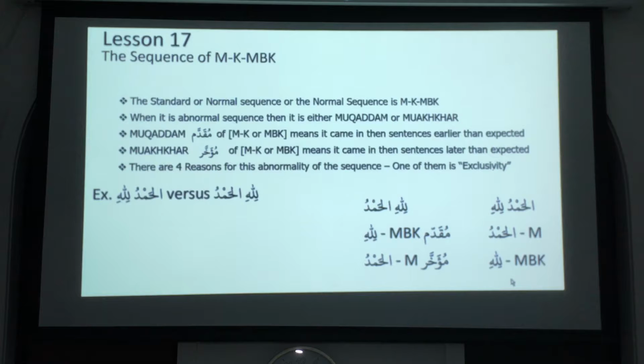On the other hand, look at the other thing. Lillahil hamd. The Lillahi part, which is MBK, comes first. And Alhamdu comes second. So this is a 3-1 combination. The imam's car is at the back. The volunteer went in the front. Okay? So it's a difference here. Now, what is the meaning change? It changes the meaning with exclusivity. What does exclusivity mean? You will see the meaning and understand.